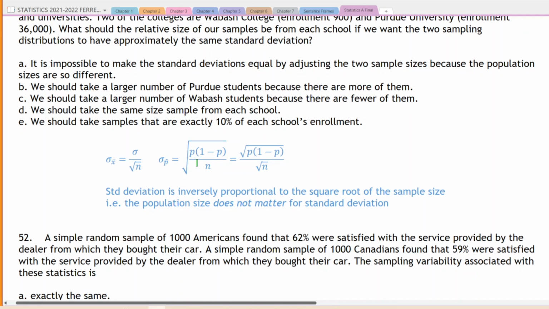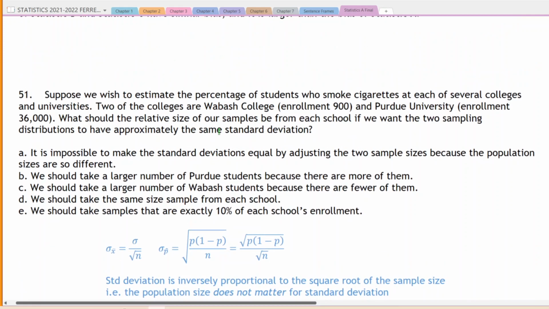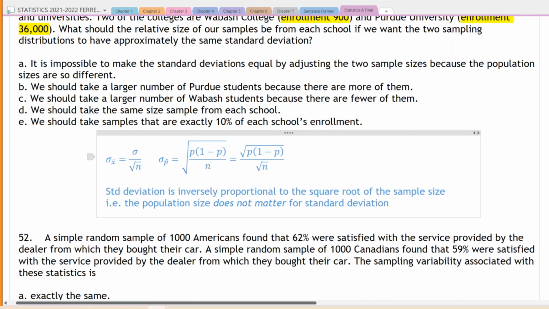So since the thing that matters is the sample size, the population size does not really matter for the standard deviation. The standard deviation will not get larger or smaller depending on the population size, which basically means over here that when we see enrollment is 900 and enrollment is 36,000, it really doesn't matter. The only thing that matters for the standard deviation is the sample size.